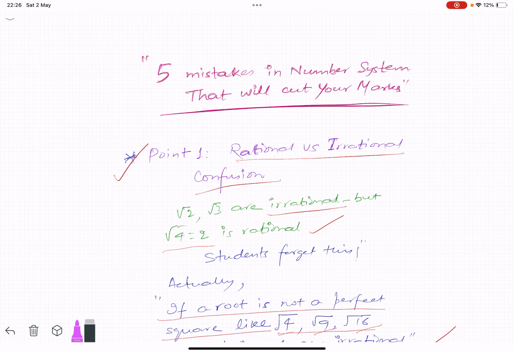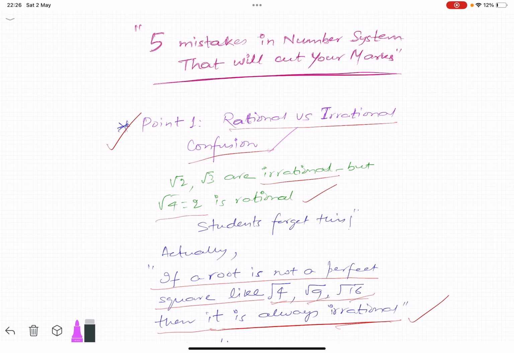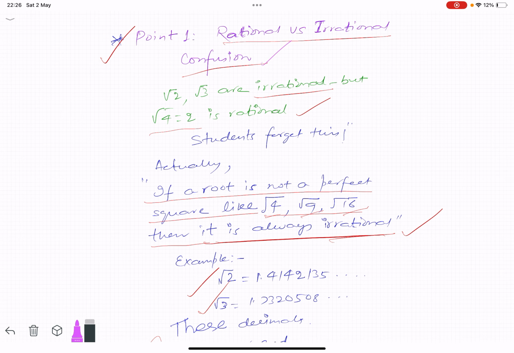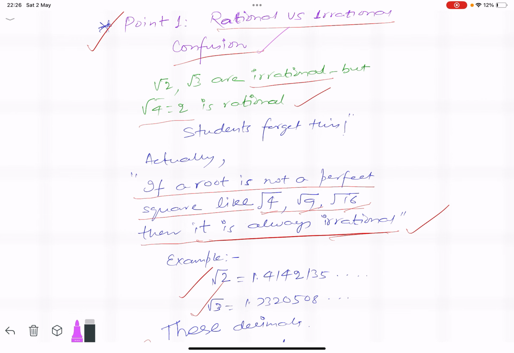Okay, point number 1 is rational versus irrational confusion. First, root 2, root 3 are irrational, but root 4 is equal to 2, which is a rational number. The students forget this. Actually, if a root is not a perfect square like root 4, root 9, root 16, then it is always irrational.